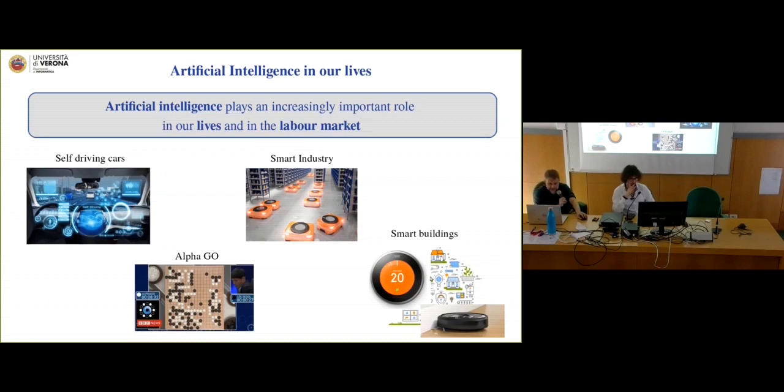There are also other applications in smart buildings, like a smart thermostat or a vacuum cleaner, that you probably have in your homes. So these are just some ideas, some possible applications of artificial intelligence that we can see.